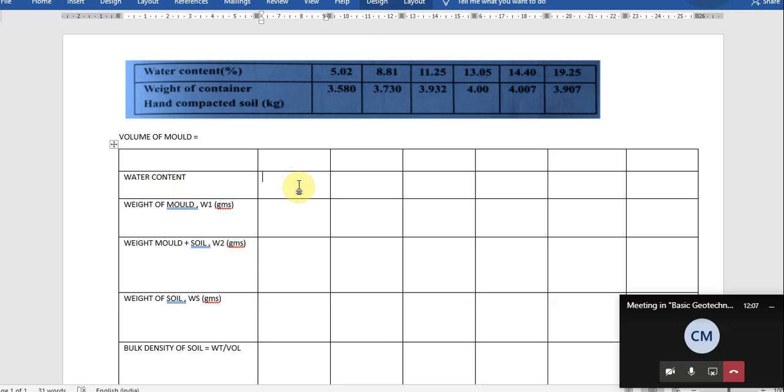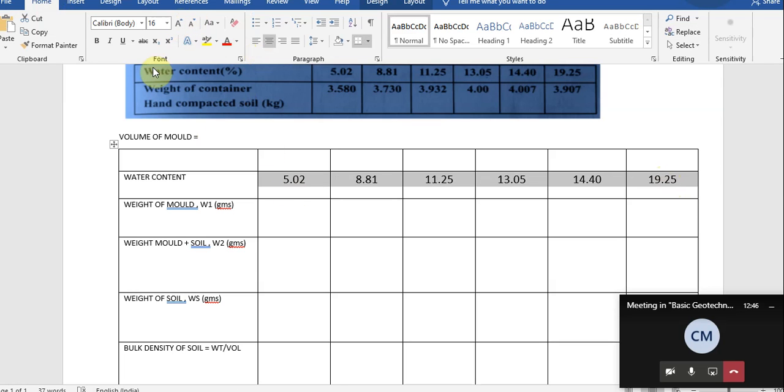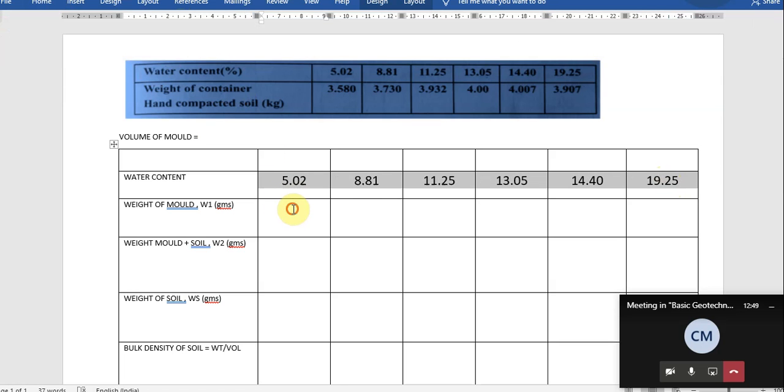The water content for the first trial is 5.02. Please draw the table. For the second trial, it is 8.81. For the third trial, it is 11.25. For the fourth trial, it is 13.05. Fifth, 14.40. And for the last trial, it is 19.25. Please write this down.